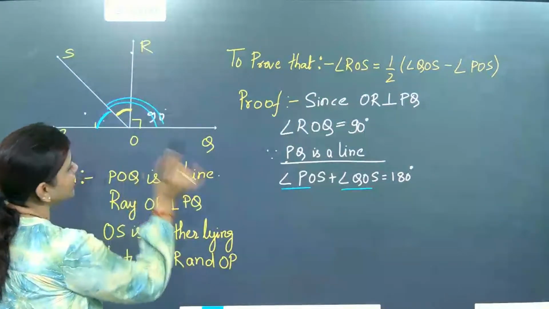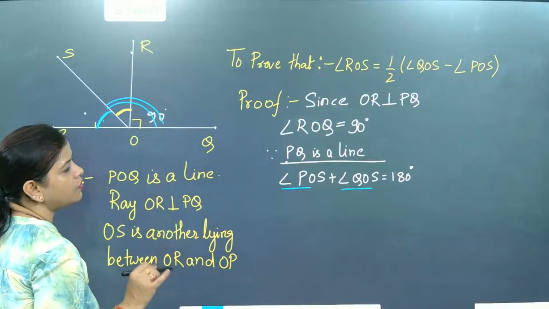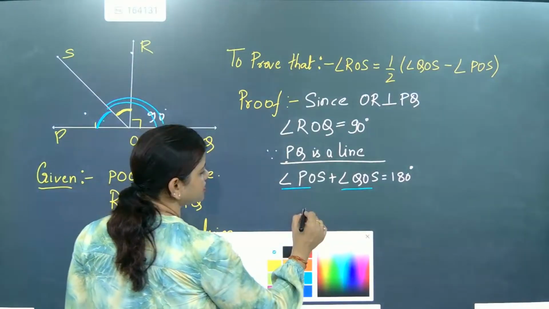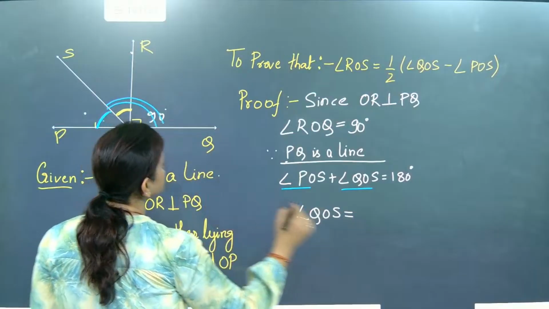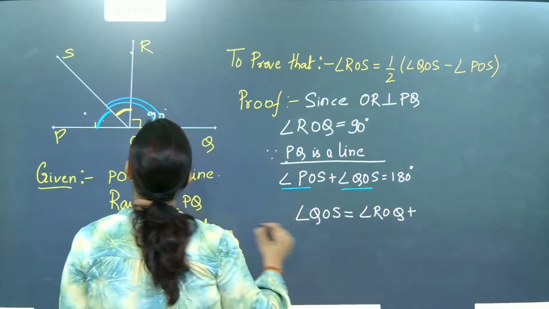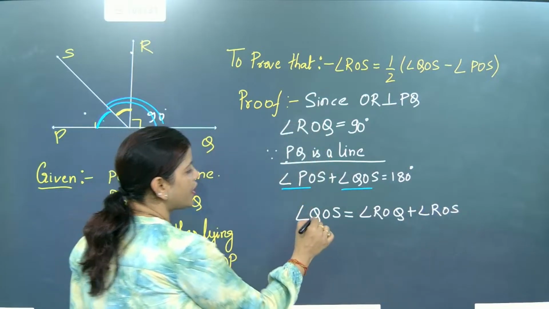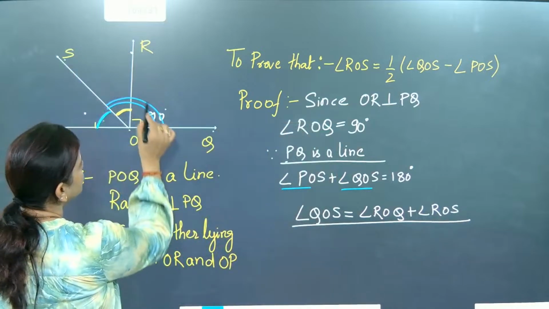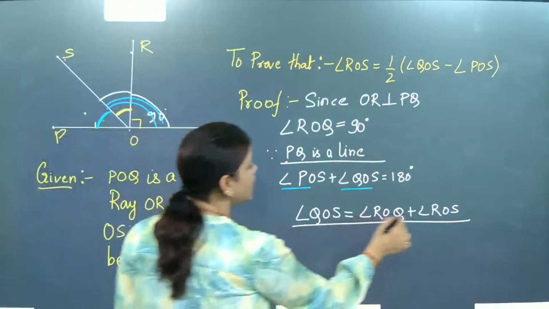After that, beta, QOS can be written as what? So we can write angle QOS. Now look here. Angle QOS will be written as angle ROQ plus angle ROS. Can we write like this? QOS can be written like this because angle QOS will be this angle plus this angle. Done.